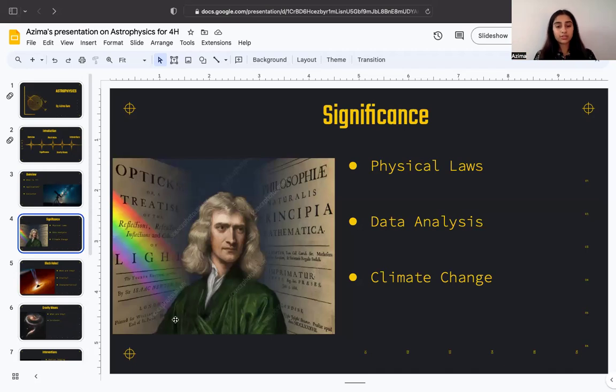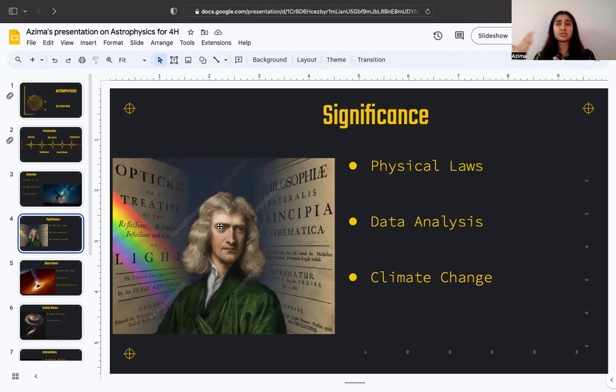Significance. This guy right here is Isaac Newton. With physical laws, we can understand the universe's significance, structure, and evolution. The significance of physical laws is that the same laws that Isaac Newton talked about are also the basic laws studied in astrophysics.